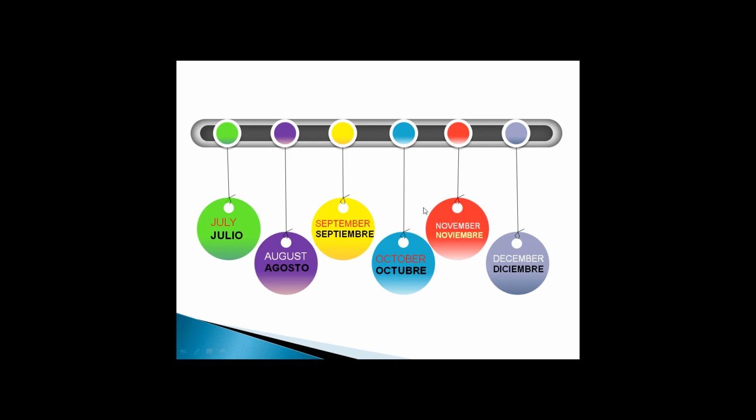And we see that September, November, and December, they look exactly the same. Septiembre. Then we have Octubre, Octubre, Noviembre, Noviembre, Diciembre, Diciembre. All right. So let's try and use them in few sentences now.